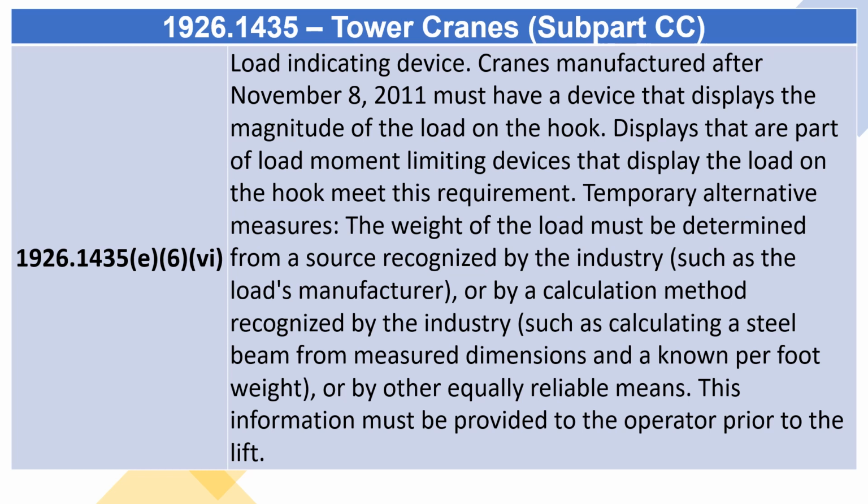1926.1435(e)(6)(vi) Load indicating device. Cranes manufactured after November 8, 2011 must have a device that displays the magnitude of the load on the hook. Displays that are part of load moment limiting devices that display the load on the hook meet this requirement. Temporary alternative measures: the weight of the load must be determined from a source recognized by the industry, such as the load's manufacturer, or by a calculation method recognized by the industry, such as calculating a steel beam from measured dimensions and a known per foot weight, or by other equally reliable means. This information must be provided to the operator prior to the lift.